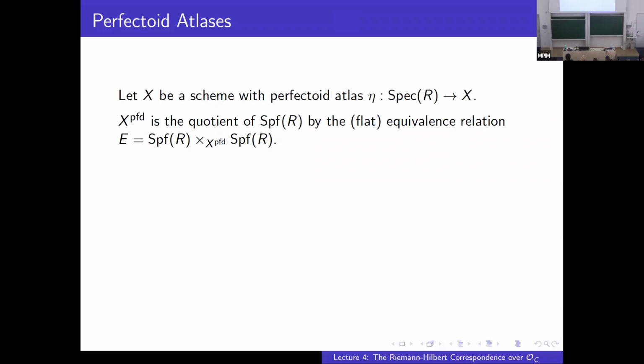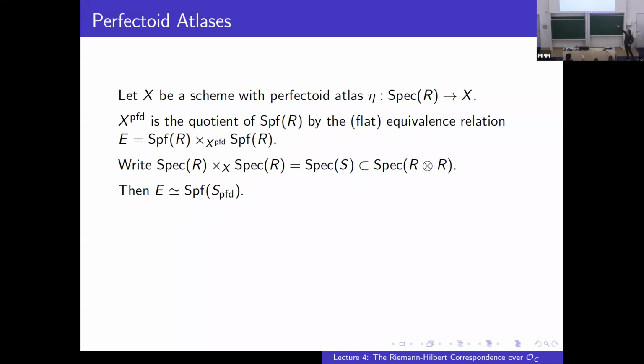This X perfectoid is the quotient of Spf R by an equivalence relation. That equivalence relation is just the fiber product of Spf R with itself over X perfectoid. So let me call that E for equivalence relation. And you can say exactly what E looks like. So remember, X, I said, was always a separated scheme. So if I take the fiber product of Spec R with itself over X, that's a closed subscheme of Spec R tensor R. It's a scheme of the form Spec S.